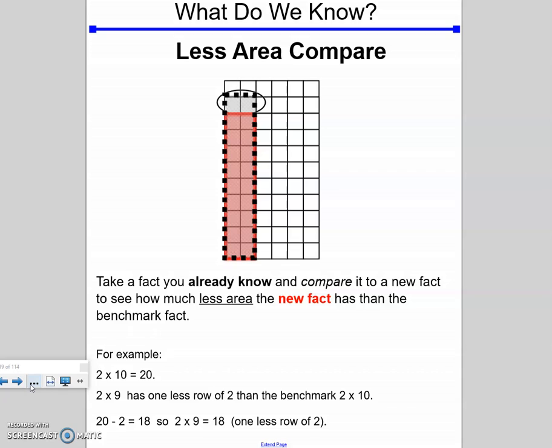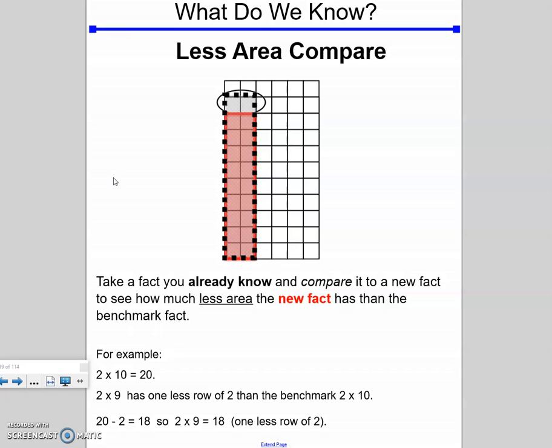So here you can see I have the new fact outlined in red of 2 times 9. And if I didn't know 2 times 9, I could compare it to the benchmark fact 2 times 10. And of course 2 times 10 equals 20. Well, I can clearly see when I look at my picture that 2 times 9 is 9 rows of 2, and 2 times 10 is 10 rows of 2. So I can see that my new fact has one less row, it's circled here, one less row of 2 than 2 times 10.